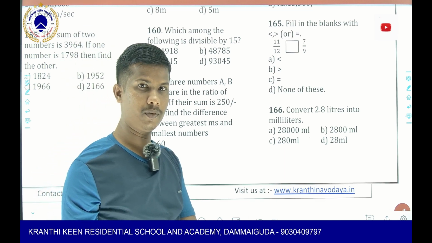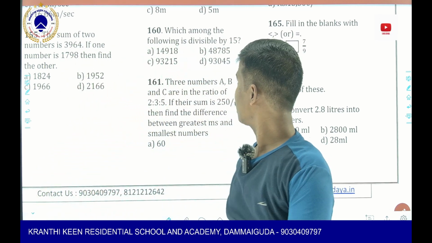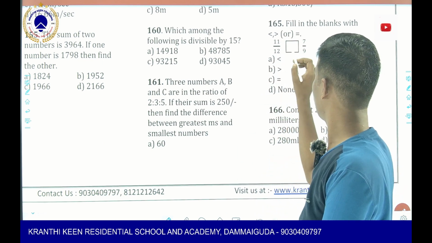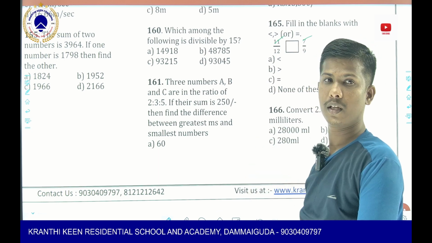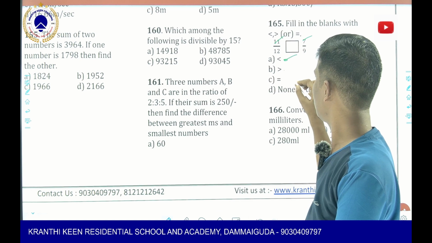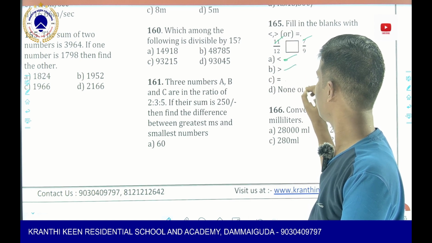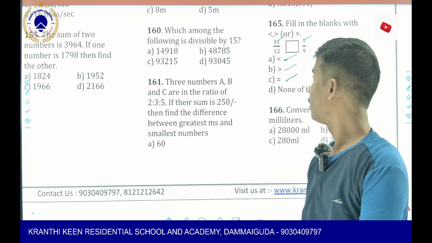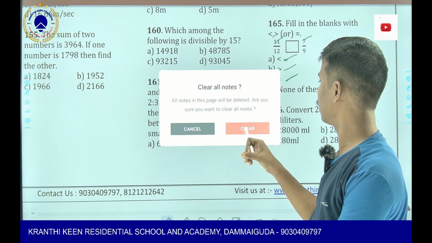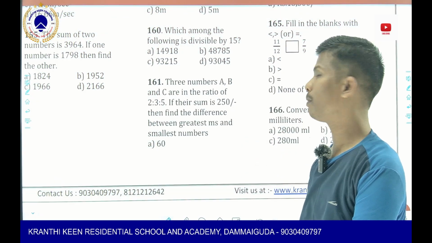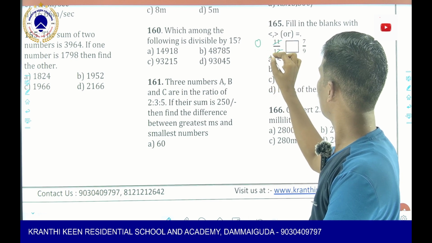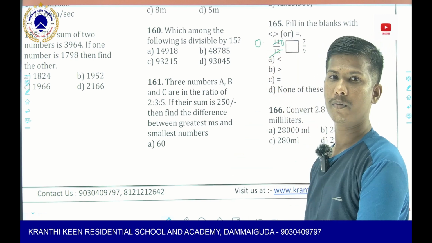For question number 165, you have to find which of the fractions is greater, smaller, or equal. This one is asking lesser than, this is asking greater than, and next is whether it is equal or not. For that, first you cancel the even numbers and convert it to decimal form. That will become easy. 12 zero point, it will become 110.